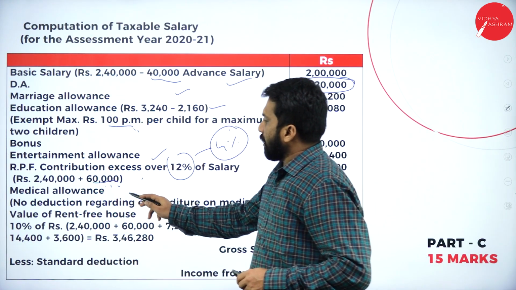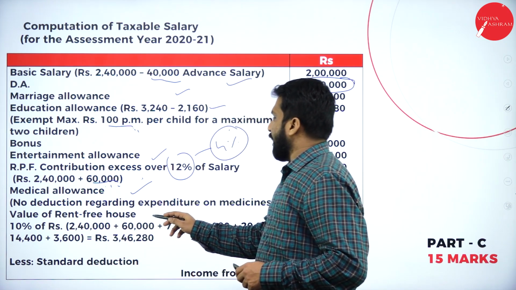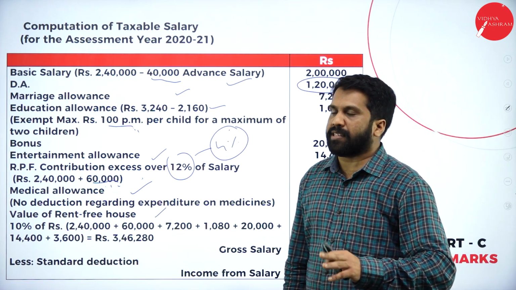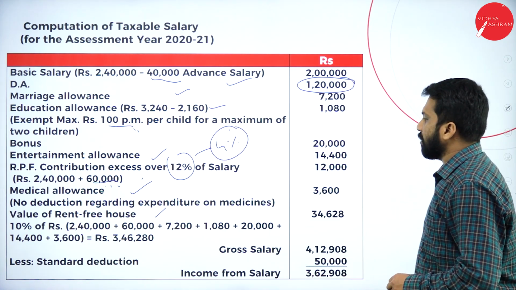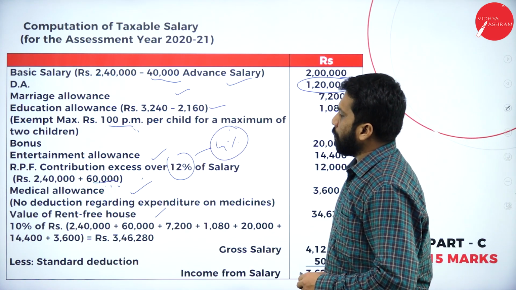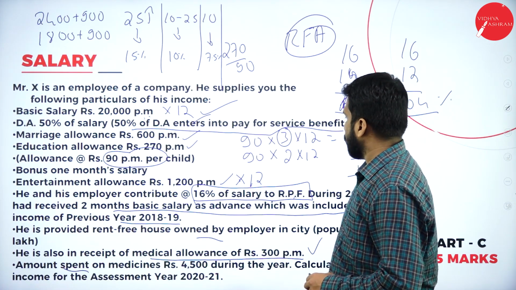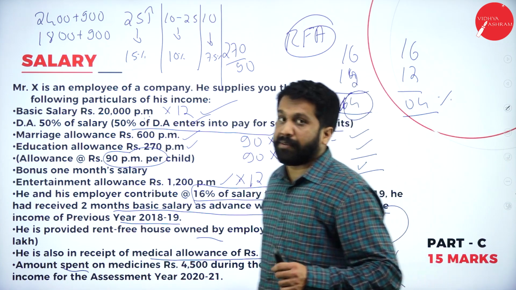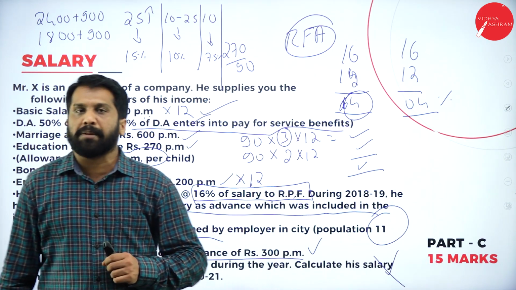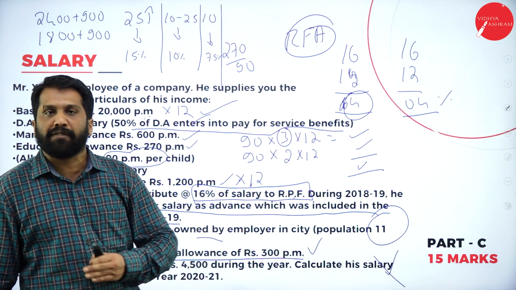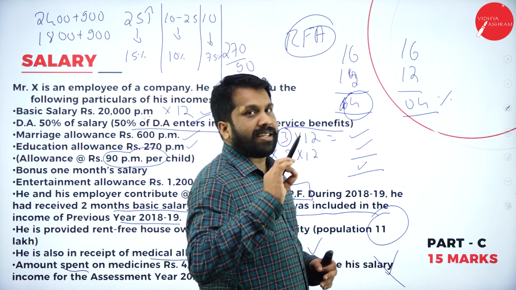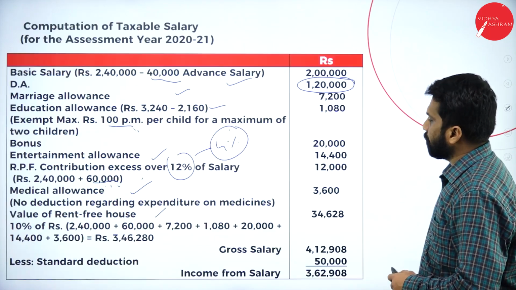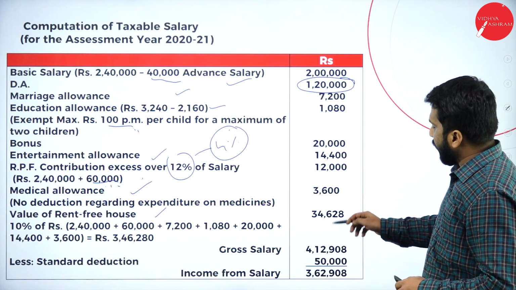So this is over. Medical allowance taxable, then value of rent free. I have told you, except perquisites, you should consider everything. So what is the population here? Yes, they have mentioned the population as 11 lakh. 11 lakh population, what happens? Above 10 lakh and below 25 lakh, we consider 10% of your salary, all the allowances. That is done. Add everything.